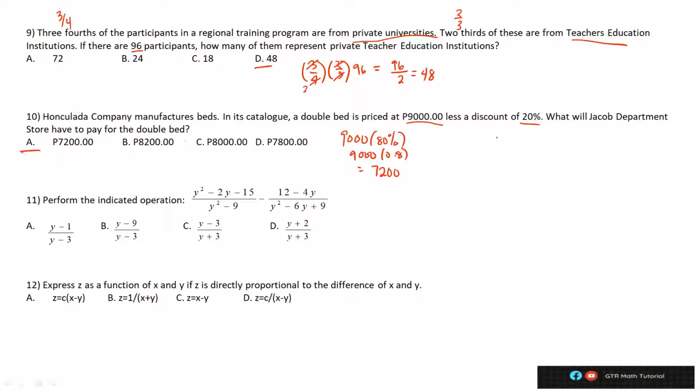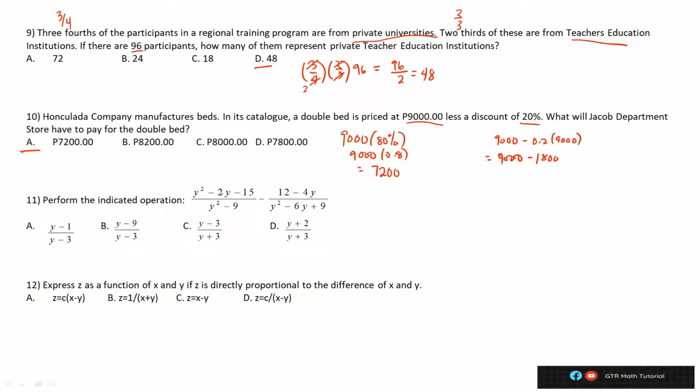Or yung isang solution, ganito lang yon, 9,000 minus 20% of 9,000. So same answer lang yan. So equals 9,000 minus 20% of 9,000. So that is 2 times 9, 1,800. So same answer, 7,200. Okay, so next, perform the indicated operation.